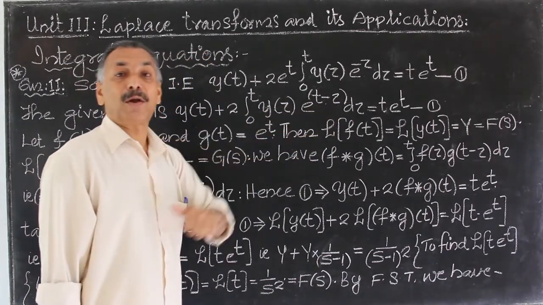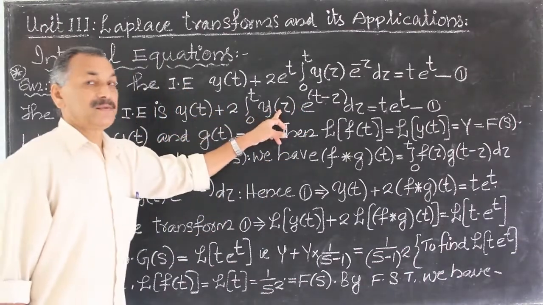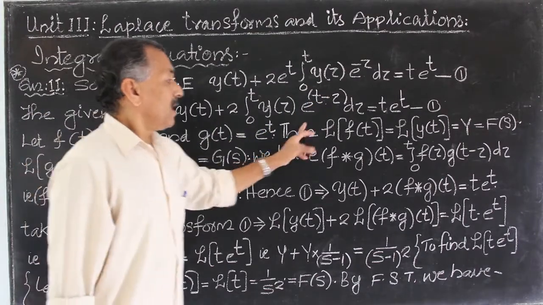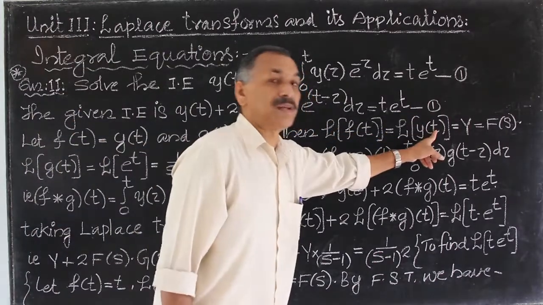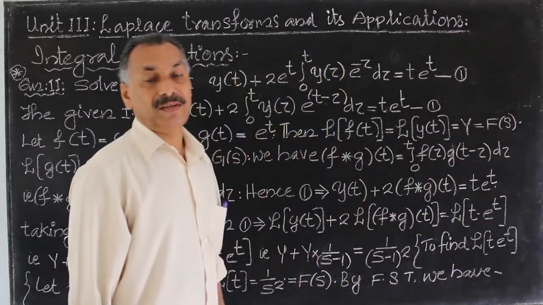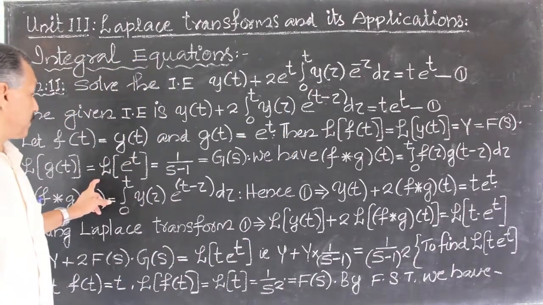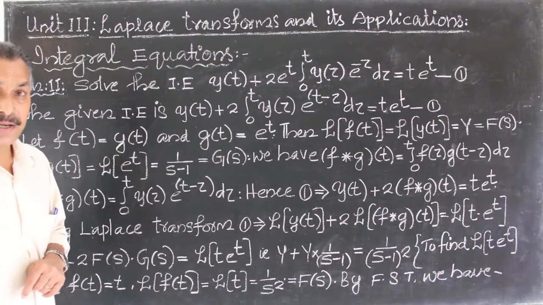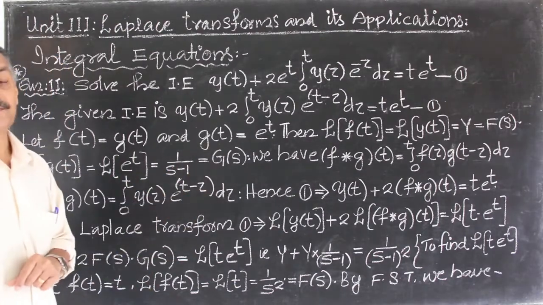In the last class we did the same problem like this. So what should we do? Let f of t is equal to y of t and g of t is equal to e raised to t. Then L of f of t, the Laplace transform of f of t, is equal to the Laplace transform of y of t. Small y Laplace transform is capital Y, that is F of s, small f Laplace transform is capital F. And L of g of t is L of e raised to t. What is L of e raised to t? 1 divided by s minus 1 is equal to G of s.